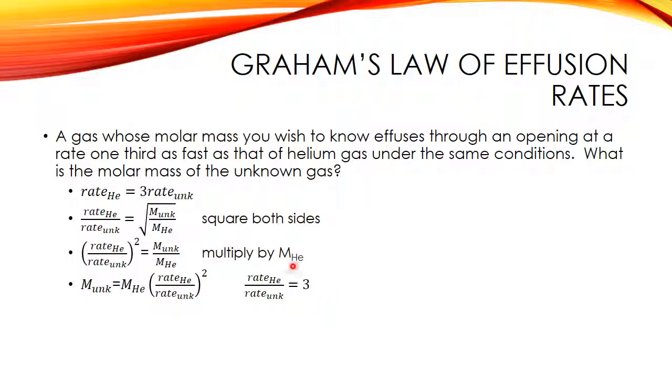And then going back to our initial equation we wrote there, this ratio we already know. Because we know that the helium's effusing 3 times faster, the rate of the helium divided by the rate of the unknown will equal 3. So now it's just a matter of plugging in some numbers here. I look up the molar mass of helium. It's 4.00 grams per mole. Multiply that by 3 squared. So 4 times 3 squared, or 4 times 9, is 36. So 36.0 grams per mole.